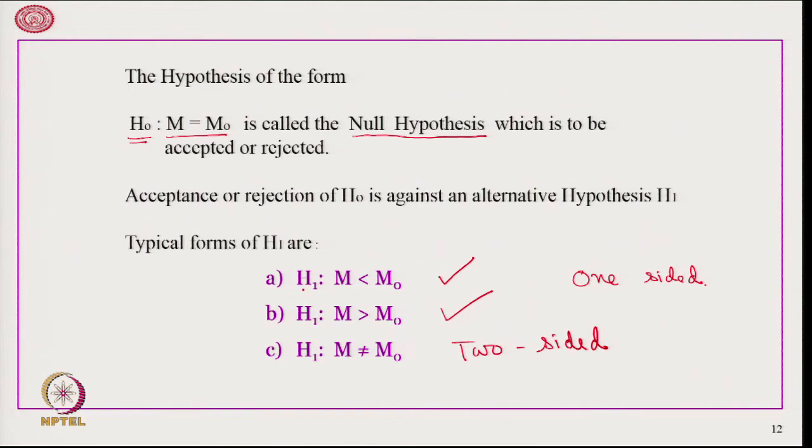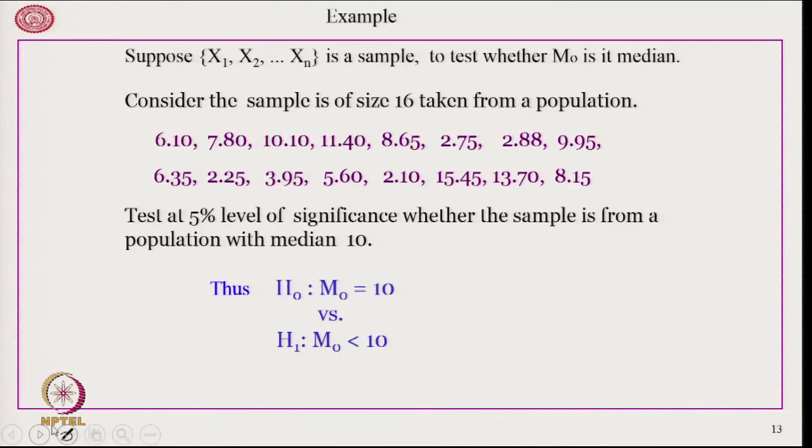These alternative hypotheses are denoted by H 1. For example, suppose I have n samples x 1, x 2, ..., x n, and we have taken a sample with n equal to 16, and I am giving you the values of the 16 observations, that is, you can see the 16 values here, and we want to test at 5% level of significance whether we can accept the value m naught equal to 10 against the alternative m naught less than 10. That is, we are looking at a one sided alternative.